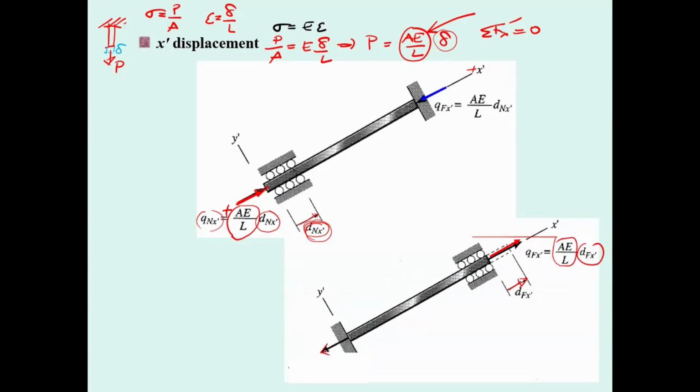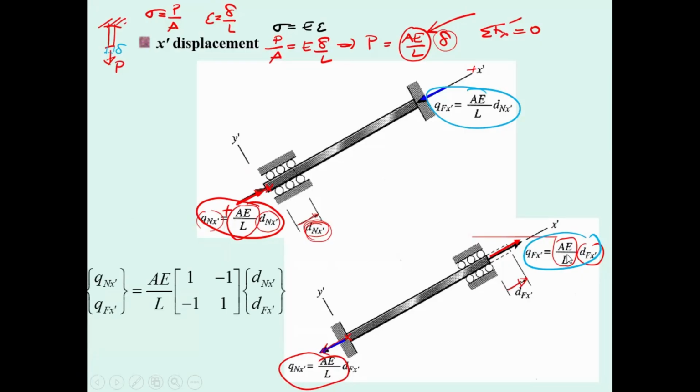Then at this end, we're going to have the opposite forces, and that's going to be AE over L, D sub F x prime. Okay, actually, if you consider only the near end, you have two forces. That's going to be this force and this force. And if you consider the far end, the member is going to be subjected to these two forces. We can rearrange everything and put it into the matrix. You will get this one.